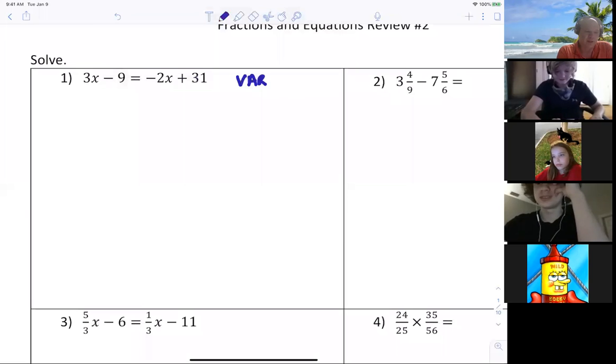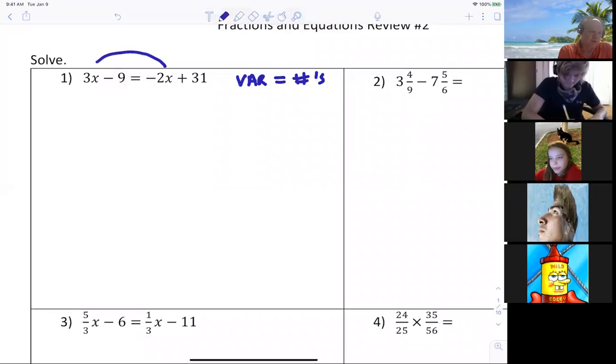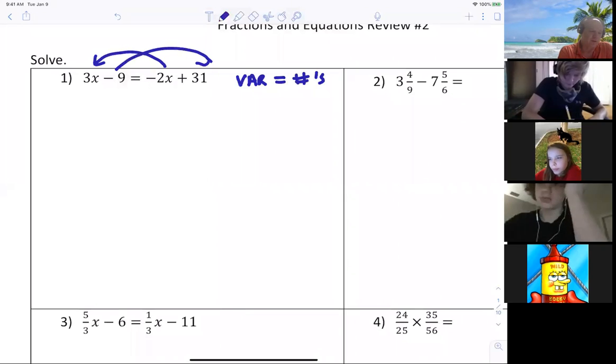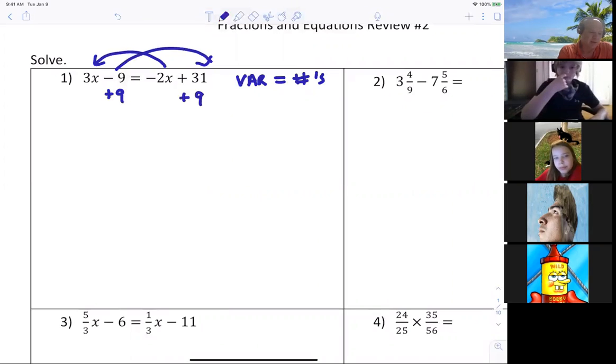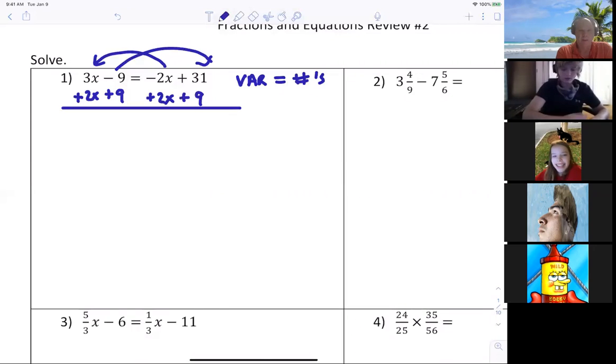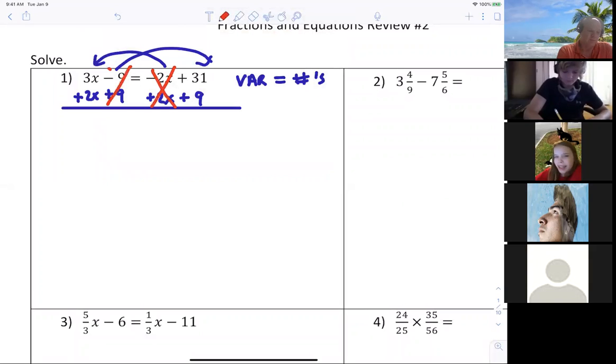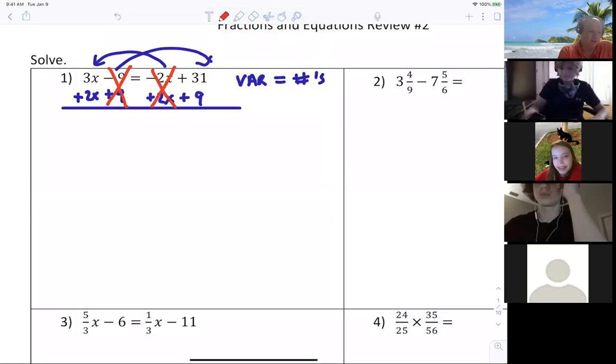Numbers go on the left side of the equal sign, variables go on the right side. So I'm going to move this over here and move this over here. I add 9, add 9, add 2x. Does that 2x matter? Yes, it does matter. Super important. The reason we're doing that, guys, is because these two things cancel. Now you ask yourself, what is 3x plus 2x?